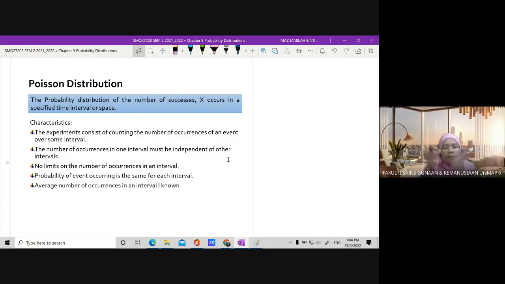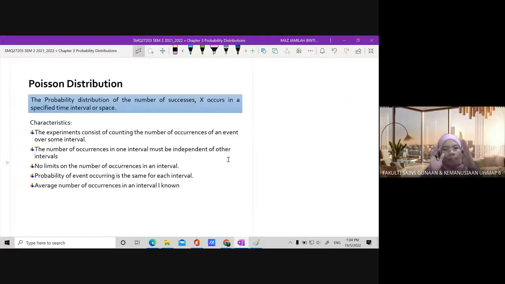Poisson probability distribution, or Poisson, or simply Poisson distribution. We are still talking about the number of successes. But in binomial, we are talking about success in an experiment based on the number of trials, while success in Poisson is based on a certain interval or space involved in that particular experiment.